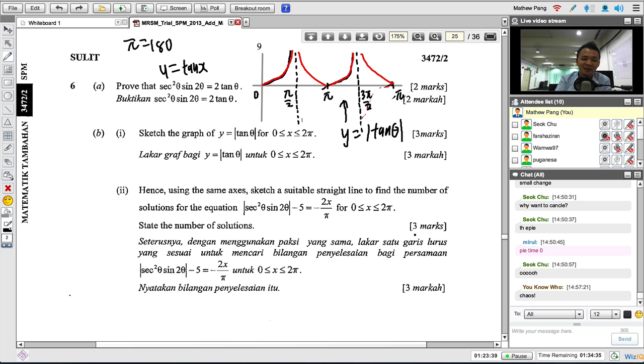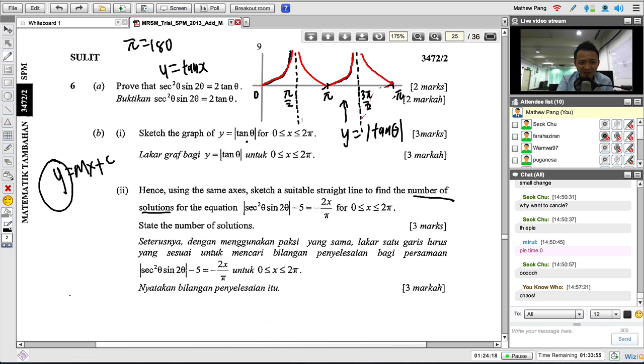Alright, the second part, this part, they ask you to use the same sketch, and sketch the suitable straight line to find the number of solution. Okay, number of solution over here means they want to find how many intersection points between the straight line and my tangent graph. Alright, so over here, if you want to find the straight line, you learn about y equals to mx plus c, right? Something important is all the line you must have y. The problem here is the whole equation here we do not have y. So we must think a way to put y into here. So what is the y here? Y is tangent angle, isn't it?